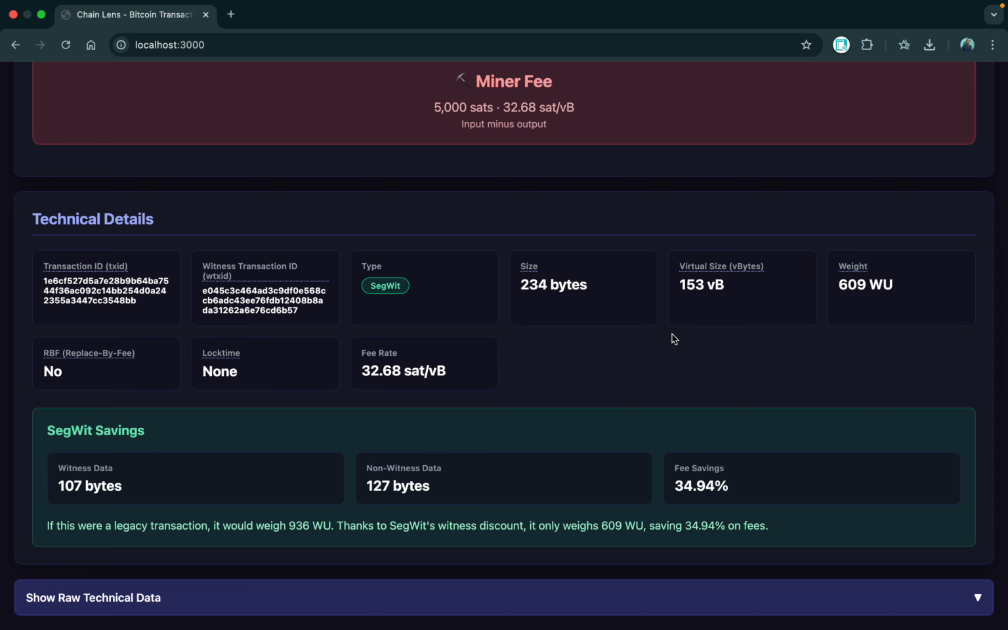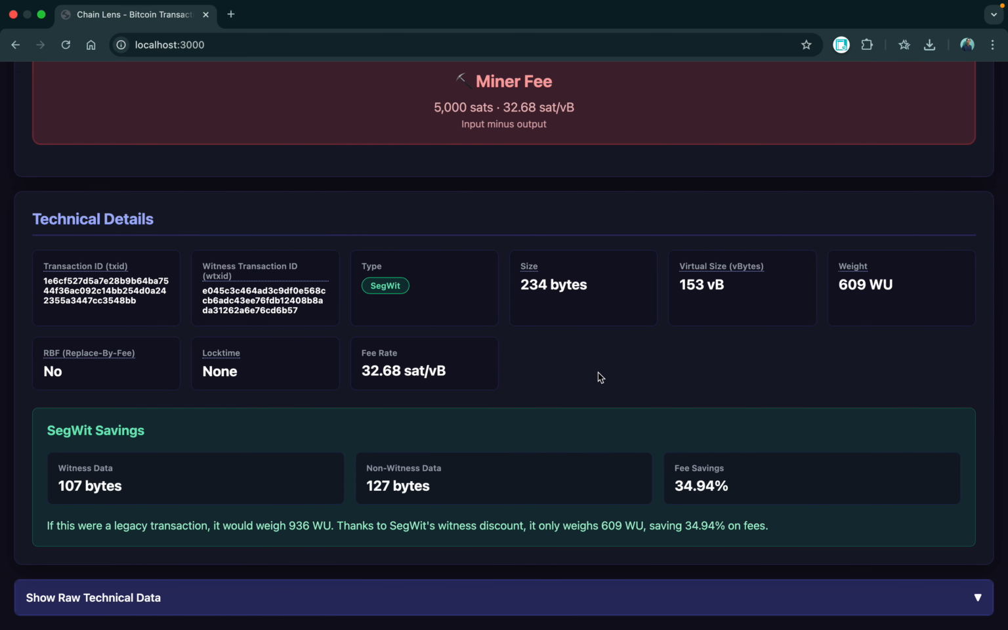SegWit reduces weight by discounting witness data, which lowers the fees. Now, witness data contains signatures. With SegWit, that data is separated and counted differently. That's also why SegWit has both a transaction ID and a witness transaction ID. The witness data changes the witness transaction ID, but not the transaction ID, preventing transaction malleability.